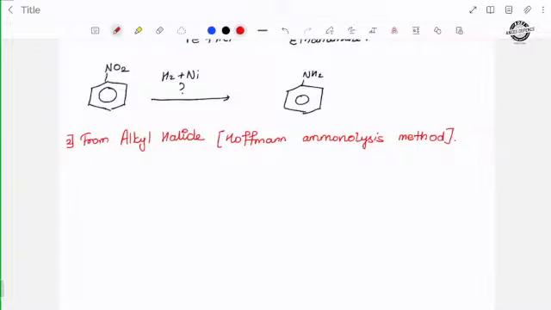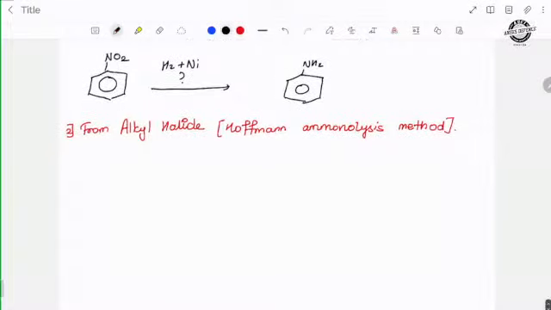So from alkyl halide, यानी the starting reagent will be alkyl halide. So you can take RX, then इसमें you're gonna add NH3. So when alkyl halide is treated with ethanolic solution of ammonia, it gives a mixture of primary, secondary, tertiary, as well as quaternary amine. Fine.